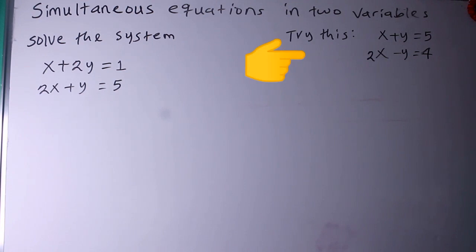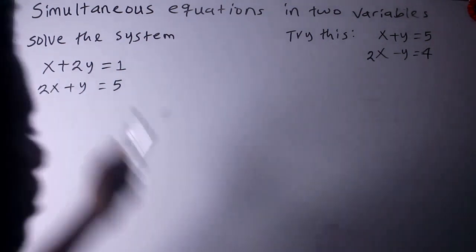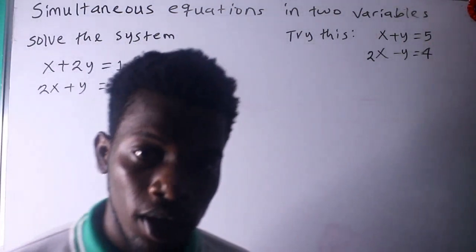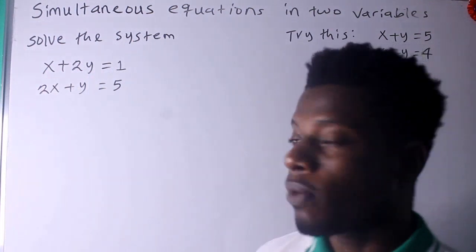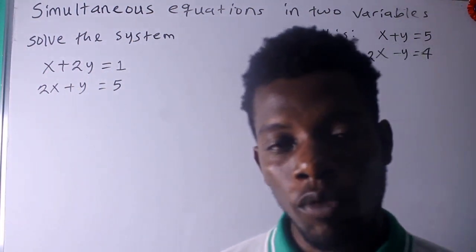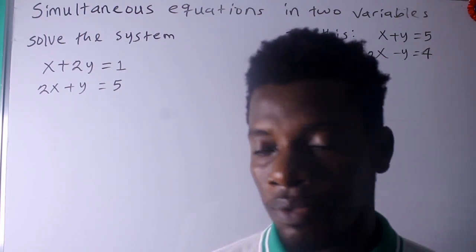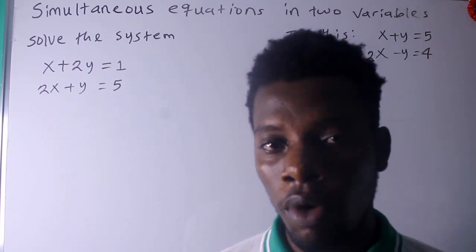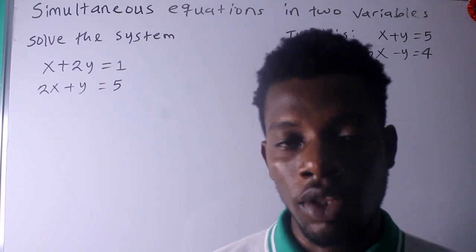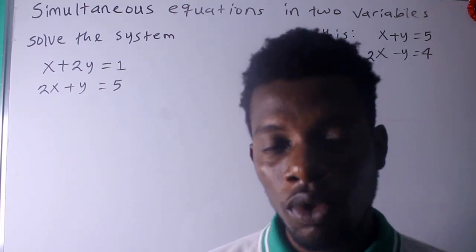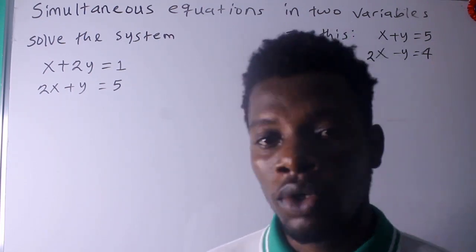So let's begin. We are told to find the value of x and y in the equations x plus 2y equal 1 and 2x plus y equal 5. So what we're going to do is to use the method of substitution. There are other methods that you could use, but we will teach that in another edition of this topic. So we are going to use substitution.